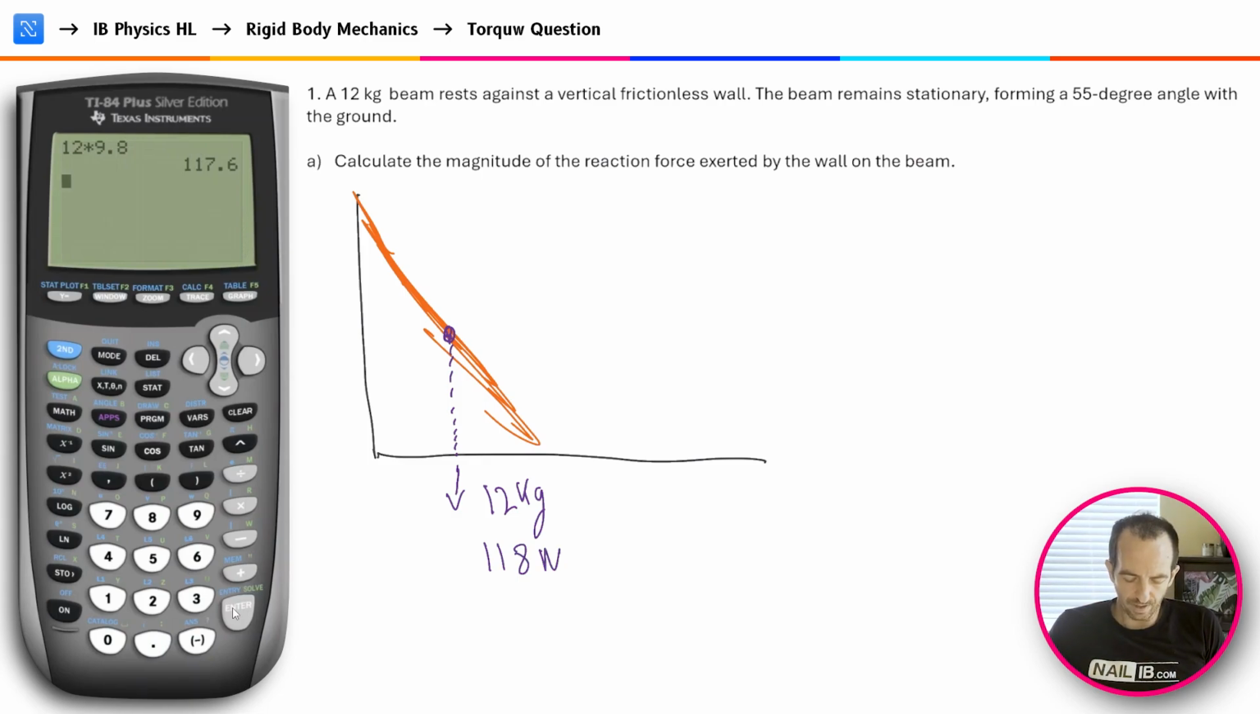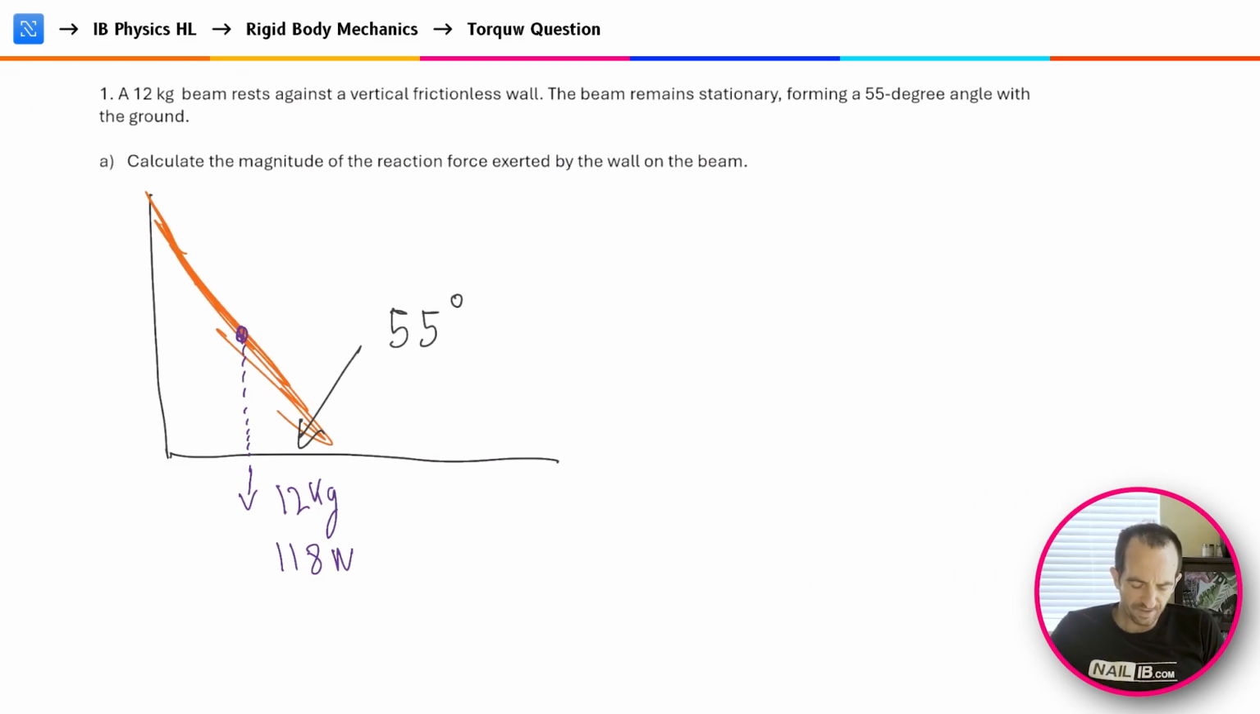What other information are we given? We're also told that right here we have an angle of 55 degrees. And also over here, what other angle will we get? So if this is 55 degrees, that means that over here we must have 35 degrees, which is the angle from the force of gravity that's going perpendicular through the midpoint there. I assume this beam is uniform in weight, so it's helpful to think about the mass coming through the midpoint.